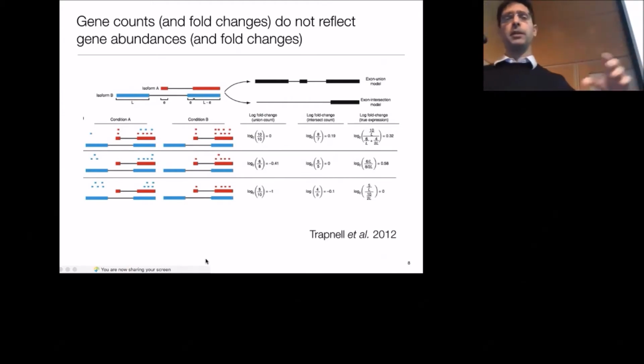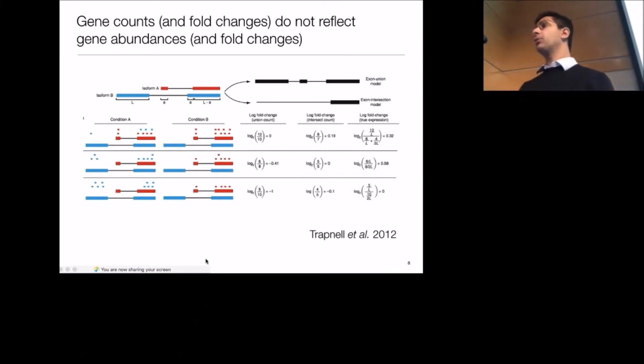I won't spend too much time on this, but what we showed in this cartoon is, if you look at the first row, condition A and condition B, there are the blue and red isoforms, and the little dots are the reads. In real life they're not colored for you, they're just reads. But if you knew where they were from, as in this example, you'll see there are 10 in each condition. So the log-fold change you'd get if you just sum them up is 0. But in reality, the abundance calculation, all the way on the right, gives you 0.32.